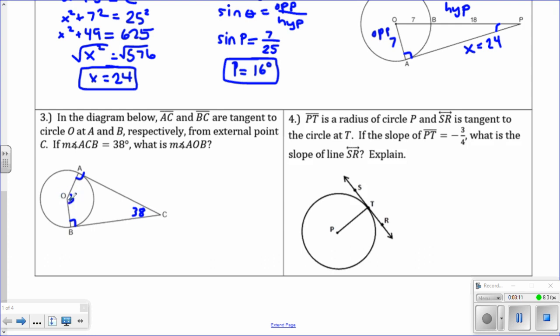Well, we have a quadrilateral right here. We have 4 sides, 1, 2, 3, 4. And the angles in a quadrilateral add up to 360. So if we can figure out what all those angles add up to, we can just add them and subtract from 360. Well, we know that A and B are both 90, and then the third angle there is 38 degrees. So when you add up 90 plus 90 plus 38, you get 218. And when you subtract that, you get 142. So angle AOB is 142 degrees.